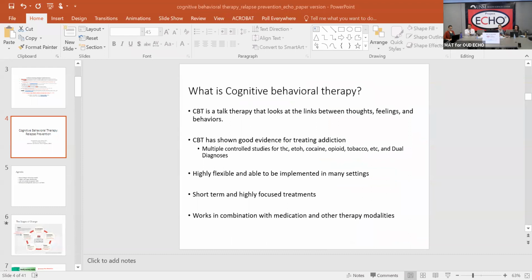Now, what is CBT for those of you that might not be that familiar? It is a form of talk therapy that helps patients to understand the links between their thinking, their emotions, and their behaviors. It has very good, clear evidence for treating addiction, and in fact, it's got some of our strongest gold standard clinical studies that have shown efficacy regardless of the type of substance that a person is using, and good efficacy for people that are dually diagnosed, so they have a mental health condition in addition to their substance use disorder.